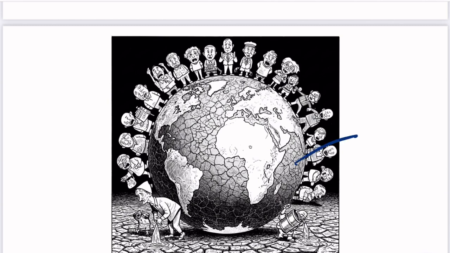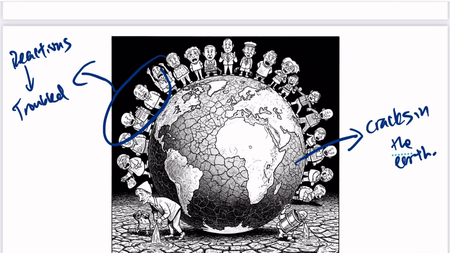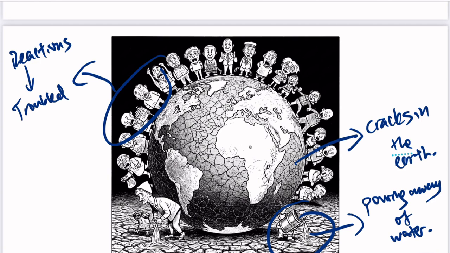1. Okay, there are cracks in the earth. 2. When we actually see the people here, what can we see of these people here? Their reactions. Okay, they look very troubled. Okay, and what we can see here, we can see pouring away of water.